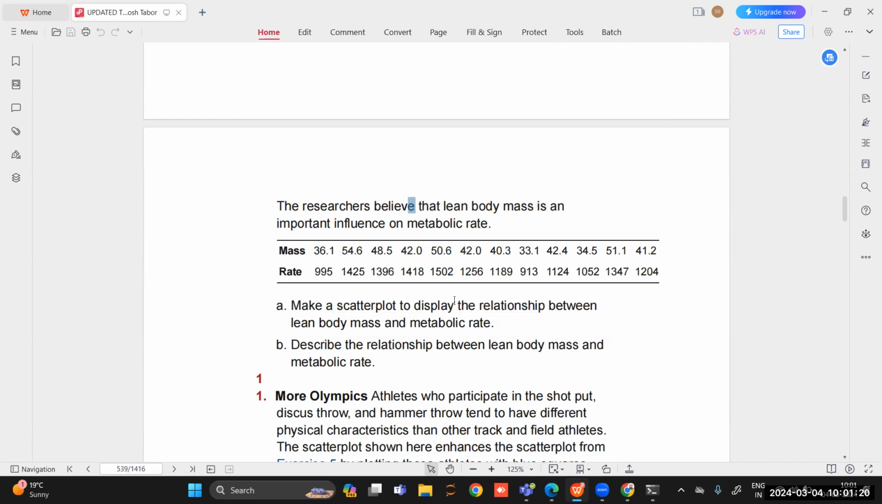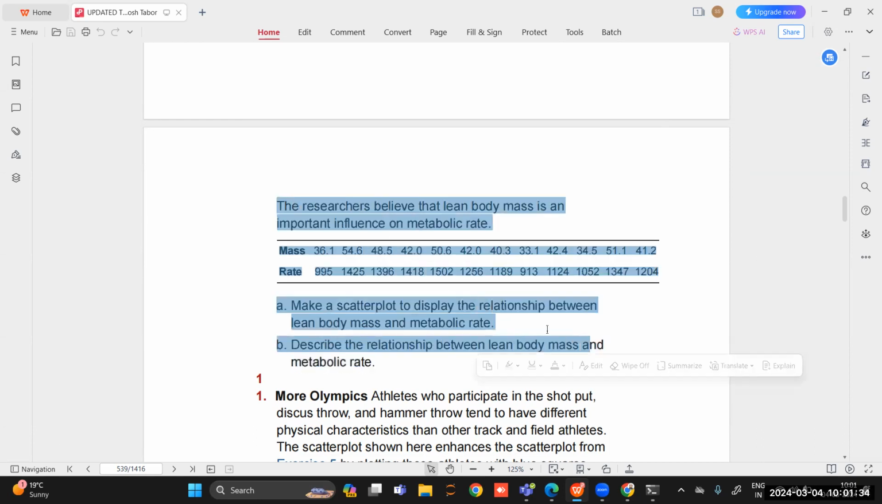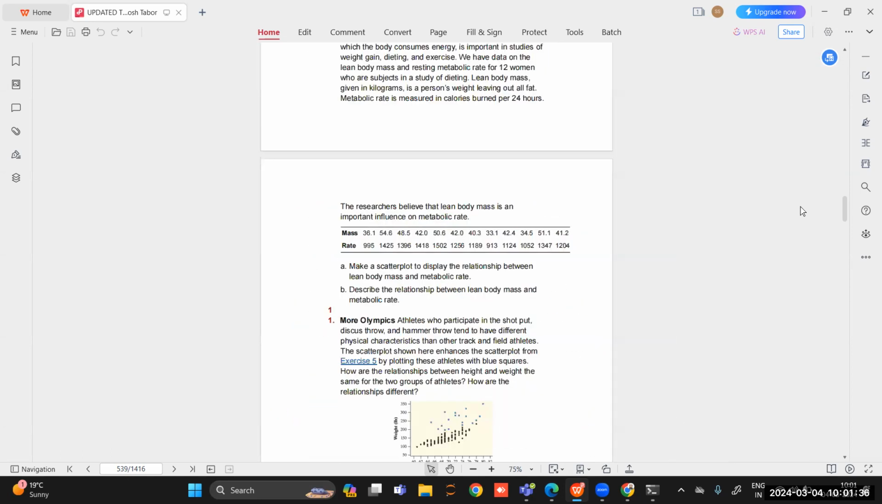Okay, make a scatter plot to display the relationship between lean body mass and metabolic rate. Describe the relationship between lean body mass and metabolic rate. So first we have to make a scatter plot. Okay, so this is for homework. You just draw the scatter plot and do these two questions. Is it clear there? Yeah.